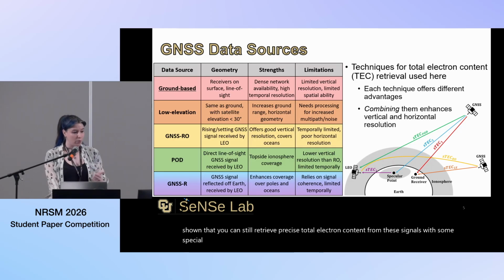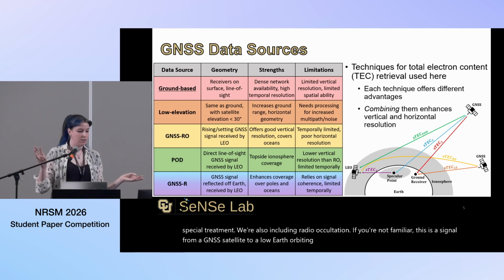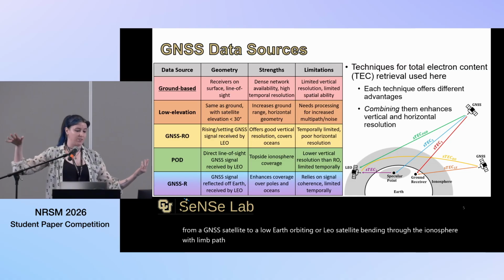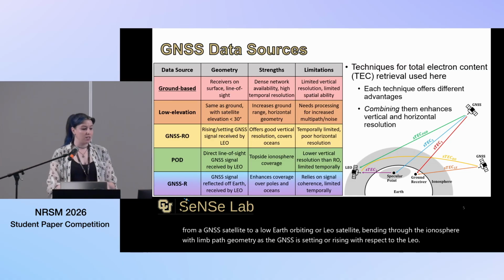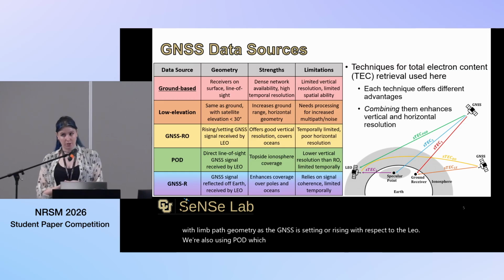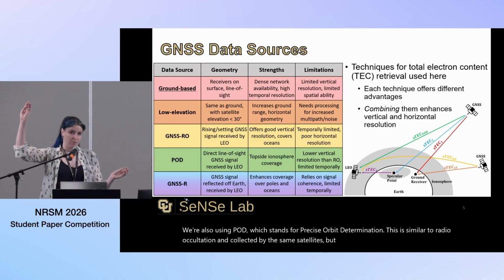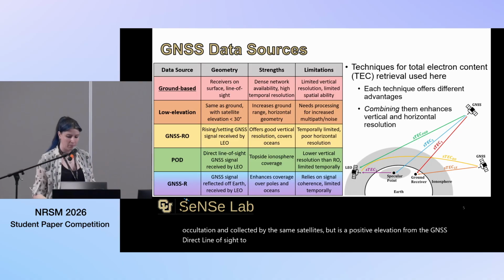We're also including radio occultation. If you're not familiar, this is a signal from a GNSS satellite to a low Earth orbiting, or LEO, satellite, bending through the ionosphere with limb path geometry as the GNSS is setting or rising with respect to the LEO. We're also using POD, which stands for Precise Orbit Determination. This is similar to radio occultation and collected by the same satellites, but is a positive elevation from the GNSS direct line of sight to the LEO.